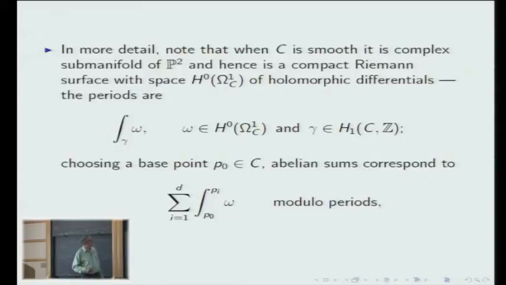In more detail, when you have a smooth curve, it's a complex submanifold of the projective plane, so it's a compact Riemann surface. These are the holomorphic differentials, and the periods are just the integrals around elements in the first homology. That's the beginning of Hodge theory. Choosing a base point, the abelian sums are just expressions of this form. You integrate from your base point to variable upper points. So this gives you a map from configurations of points on the curve into a vector space factored by a discrete subgroup, a lattice, the lattice of periods.